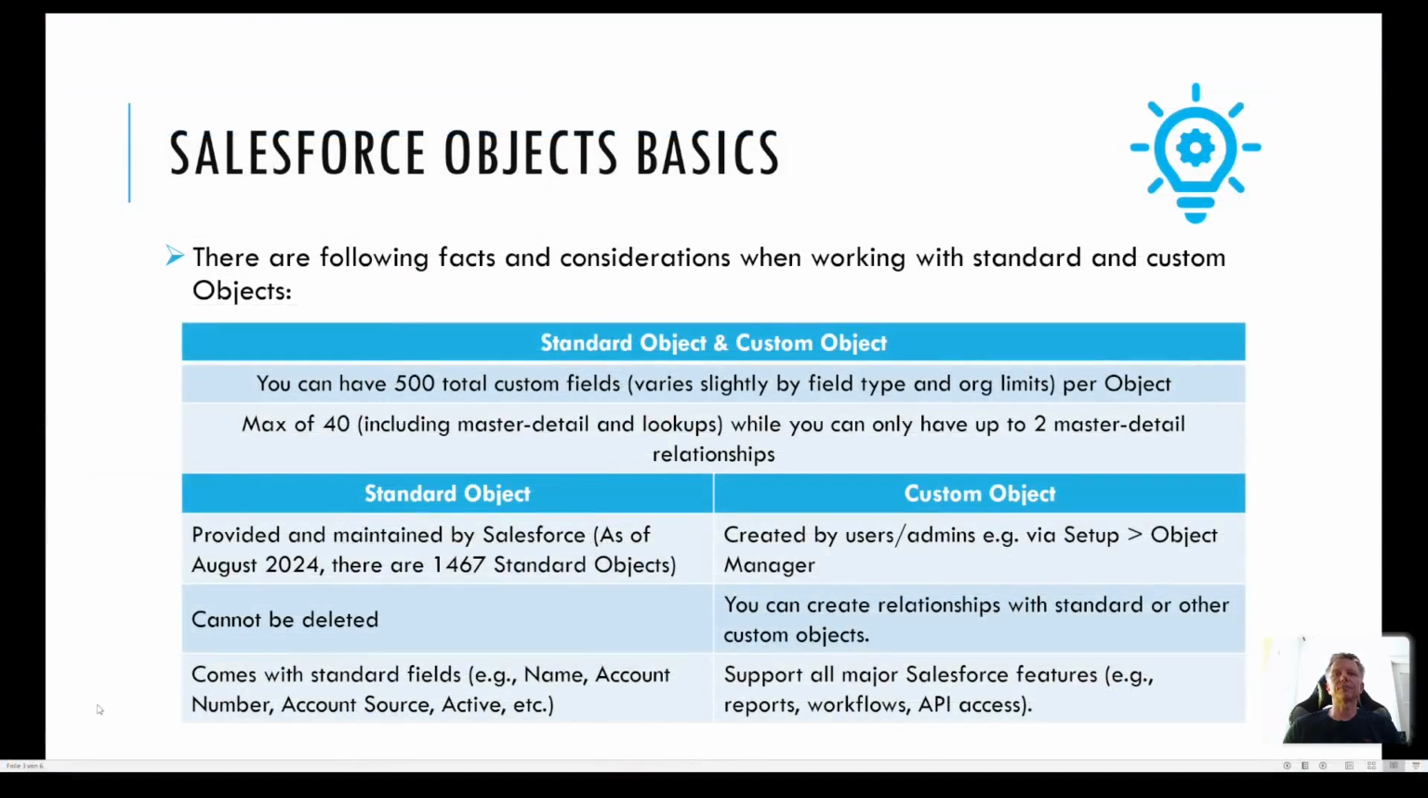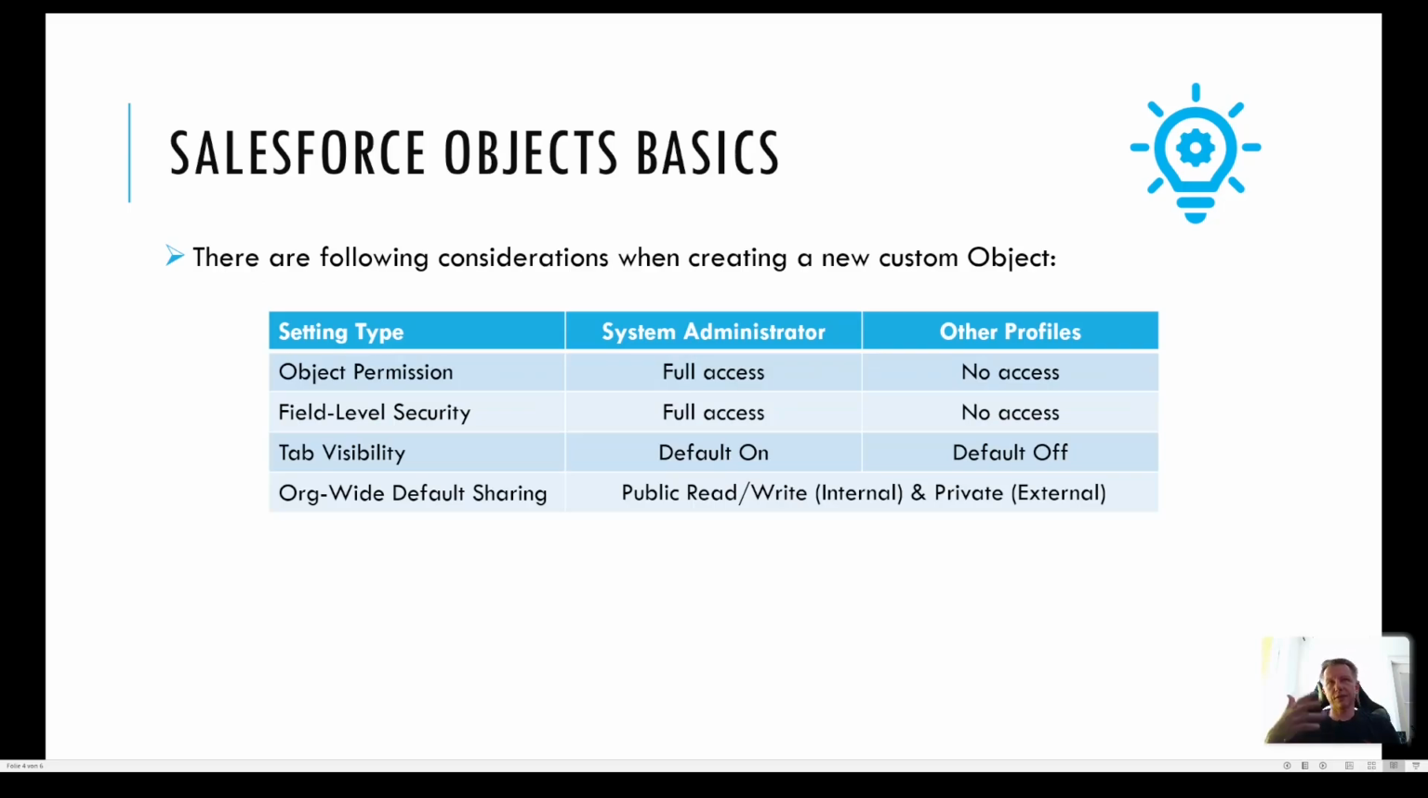And let's go to our PowerPoint to give it a little bit more context. If you created object permissions for the system administrator is full access. All other profiles, no access. Field level security by default, full access for the system administrator, all other profiles, no access. Tab visibility, system administrator default on, other profiles default off. And the org-wide default sharing settings are public read/write internal, and private external. You have to keep that in mind.